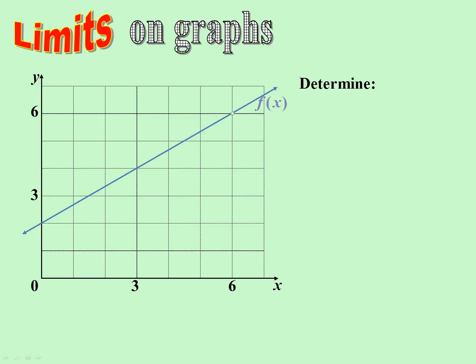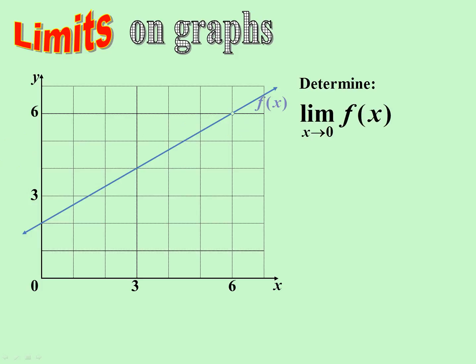Let's have a look at a couple of questions involving this. Note that this one has a hole there. There's no value for 6. It's excluded. We had one earlier, remember, where x couldn't be equal to -1, so that graph would have a hole in it.